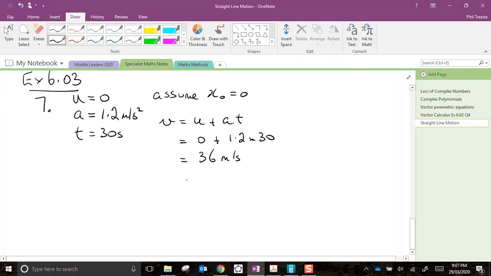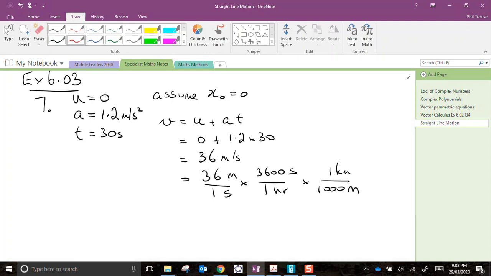meters per second. That's fine, but thinking of this as 36 meters divided by 1 second, it might be nice to remember that there are 3,600 seconds in 1 hour, and that 1 kilometre is the same as 1,000 meters. So that would mean that seconds cancels as a unit, that meters cancels as a unit, and I'll be left with the unit of distance being kilometres divided by the unit of time, hours. Now effectively this means multiply by 3.6.